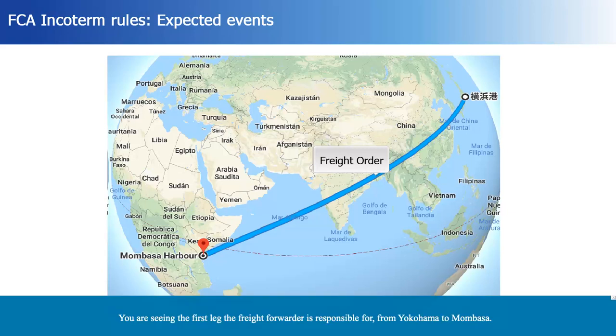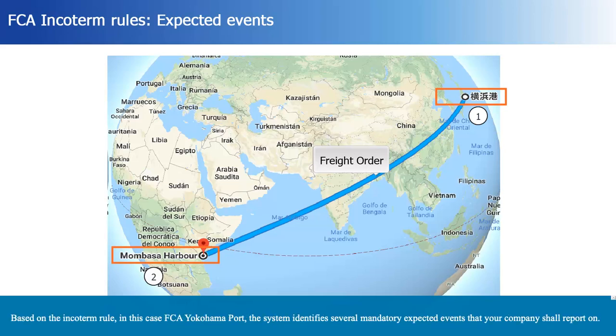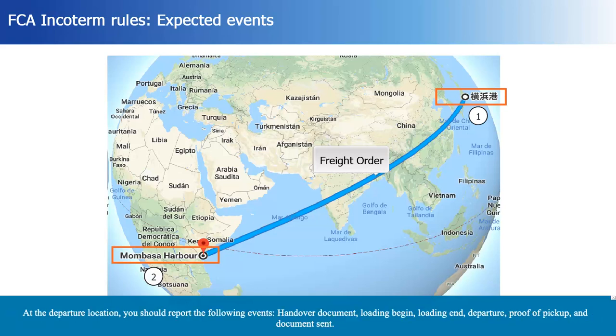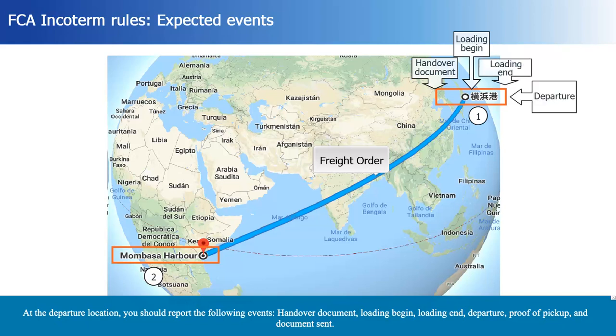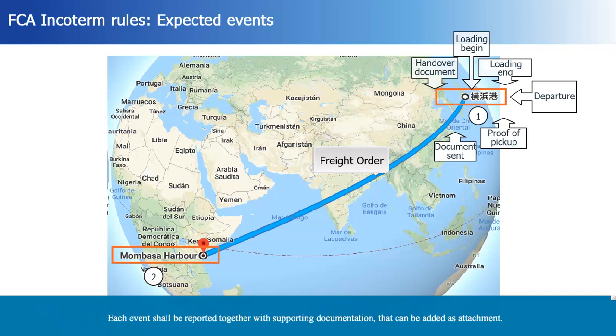You are seeing the first leg the freight forwarder is responsible for, from Yokohama to Mombasa. Based on the Incoterm rule, in this case FCA Yokohama Port, the system identifies several mandatory expected events that your company shall report on. At the departure location, you should report the following events: handover document, loading begin, loading end, departure, proof of pickup, and document sent. Each event shall be reported together with supporting documentation that can be added as attachment.